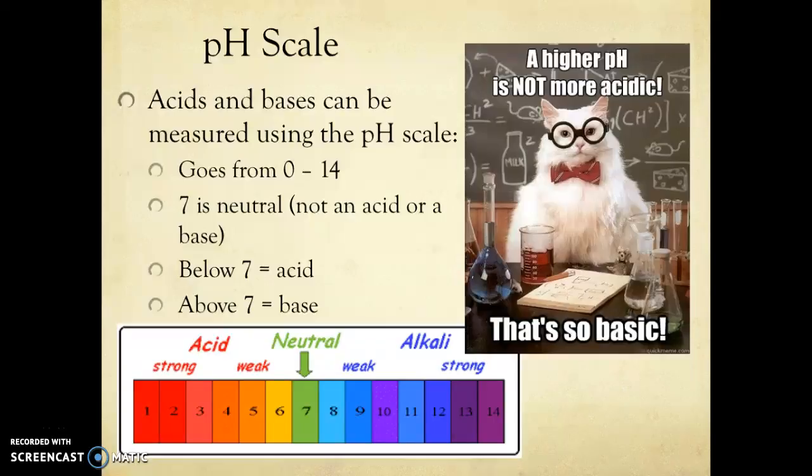The closer the pH is to 7, the weaker it is. The further away from 7 it is, the stronger it is. So something that's 1 or 2 or 3 is going to be a stronger acid than something with a pH of 5. And the same with bases. Something that is 13 or 14 is going to be much stronger than something that is 9.